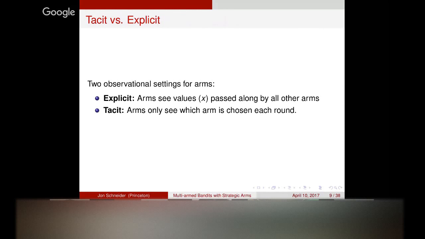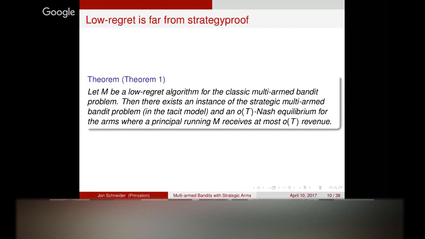I think perhaps let's explain the main theorem, which will explain why we don't need to define regret in this setting. So the main result we have is that these two goals, of being an ordinary low regret algorithm in the adversarial case and being a good algorithm in the strategic case, in the sense of the principal getting non-trivial revenue, are fundamentally at odds. For any low regret algorithm, there's some equilibrium for the arms where the principal receives little o of T revenue.